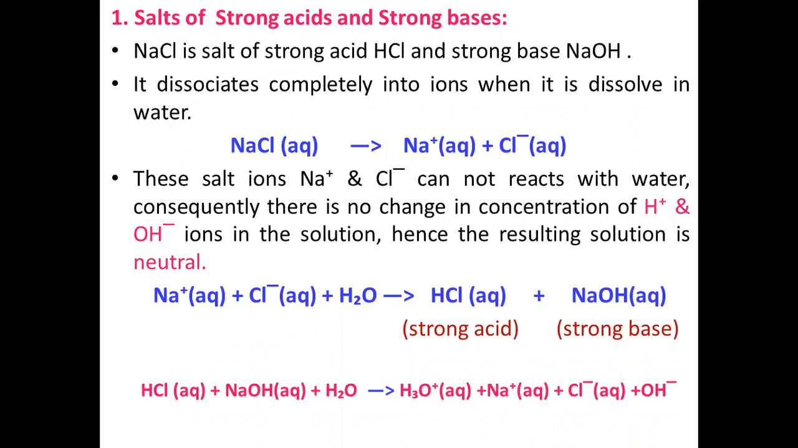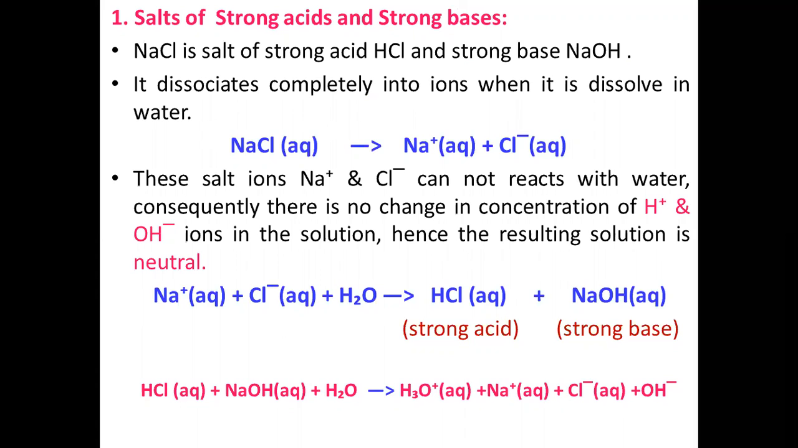So on the basis of that, we have discussed the four types of salts. One is the salt of strong acid and strong base. In that we have taken NaCl as an example of a salt of strong acid and strong base. The acid is HCl and the base is NaOH.